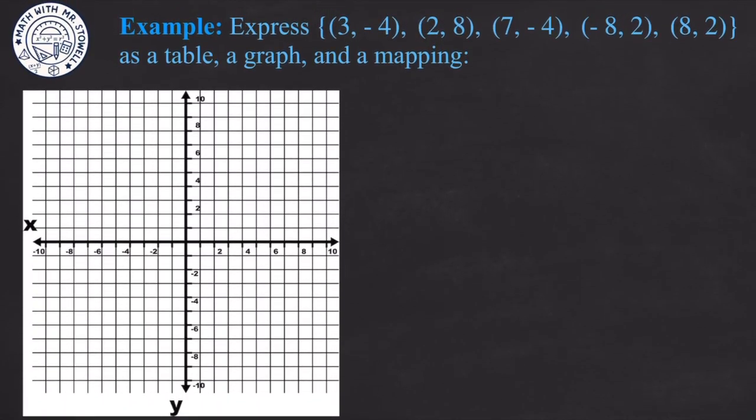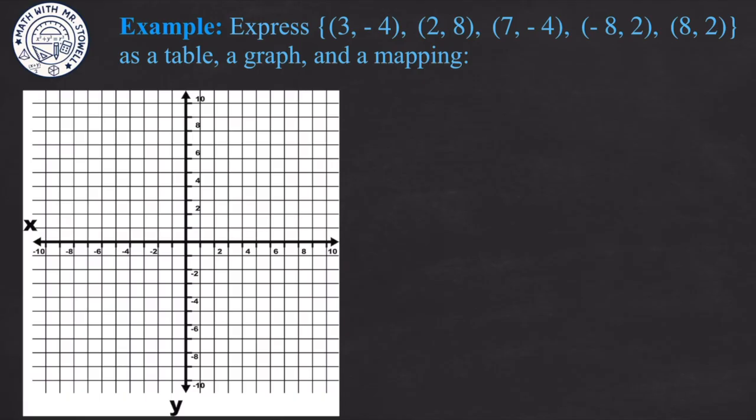Look at this example. Express this relation. By the way, we put these curly brackets because we're saying that this is a set of ordered pairs, saying that this is a relation. That's how we notate it. We put the curly brackets on there. So express the relation as a table, graph, and mapping. That's exactly what we were just doing. So let's go ahead and just do the graph first.